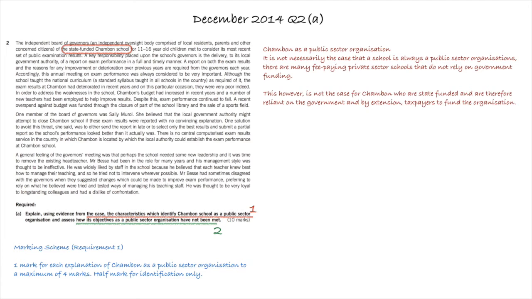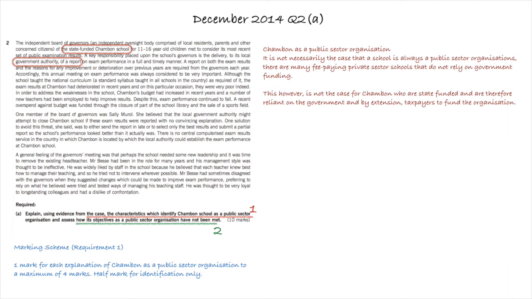And do note that I have explained this by saying what the difference is between a public sector and a private sector school. I've then gone on to say what it is in the scenario that suggests that this is the case for Chambon. So that way I should be picking up the mark that I'm wanting here rather than just getting the half mark for identification.